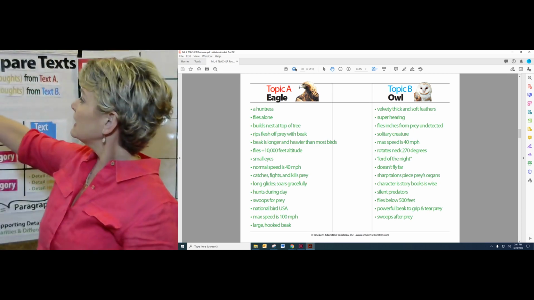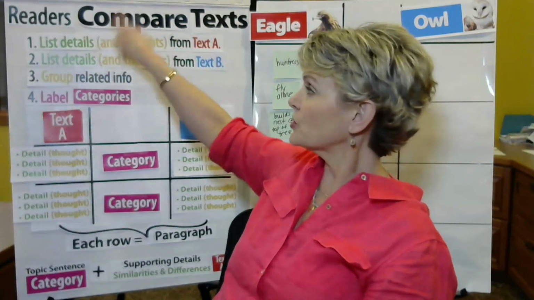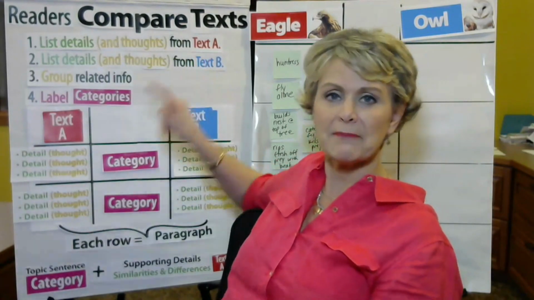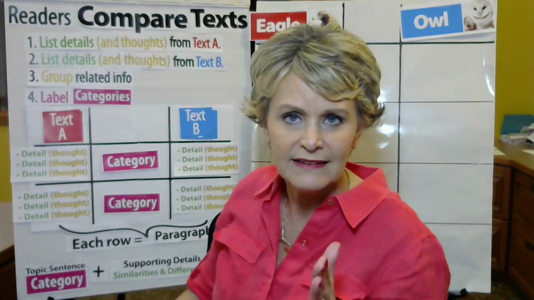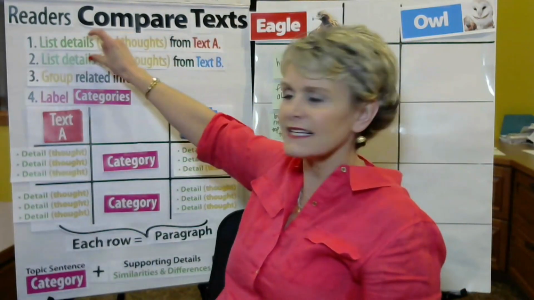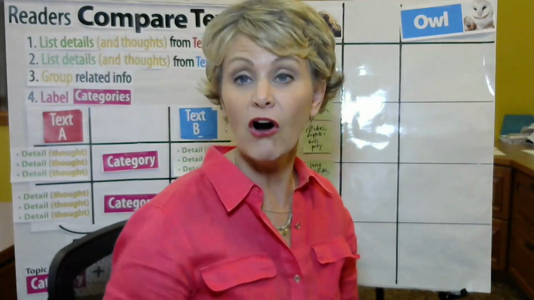Look, list the details for your first text or topic. Did it. Check. Now, list the details from your second text or topic. You cannot start comparing. You don't know anything about categories until you first know the text individually. Step 1, step 2. So now I'm going to read all about owls.